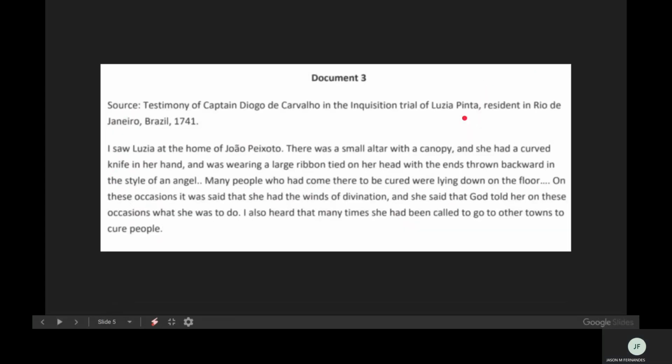Okay? Document 3, again, we have the testimony at a trial for this individual who seems to be a shaman or a healer of some sort who the population is coming to, and you can assume they're coming to her instead of the Catholic priests. So again, very, very similar document. We have evidence that traditional belief systems are continuing, that you have shamans or healers who are in demand. But again, use your source analysis.